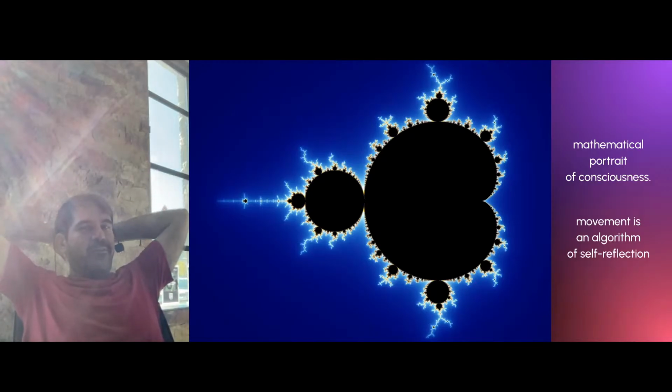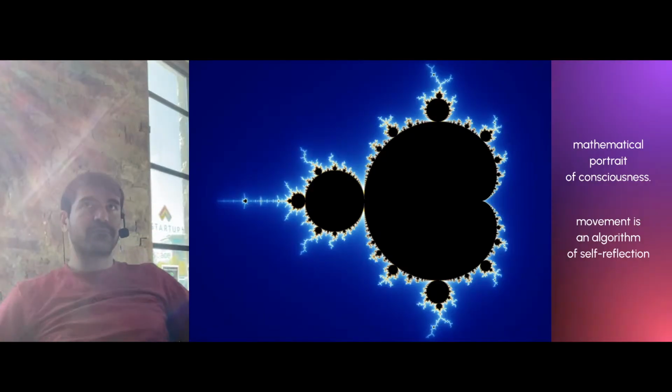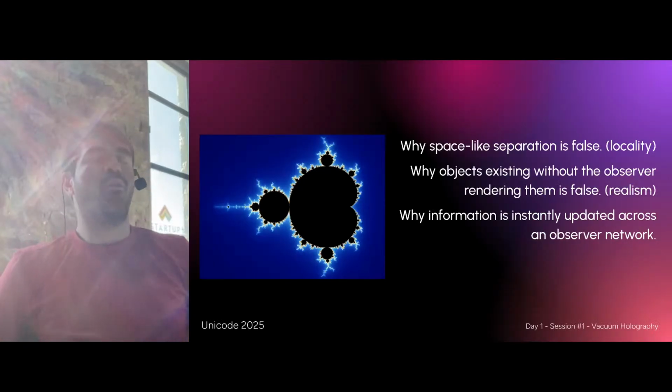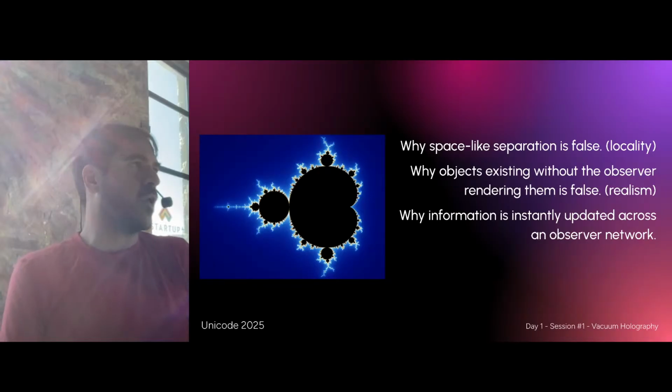Movement is an algorithm of self-reflection. Why space-like separation is false, locality. Why objects existing without the observer rendering them is false, realism. Why information is instantly updated across an observer network.